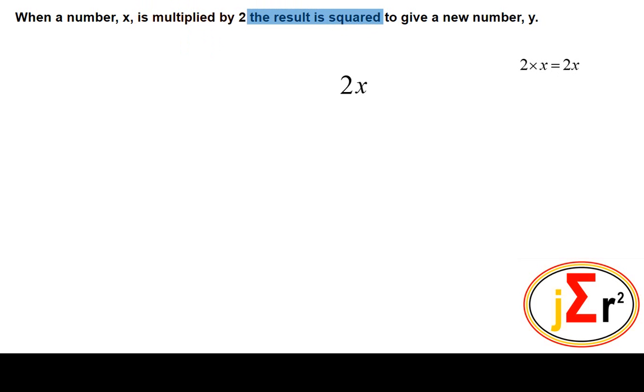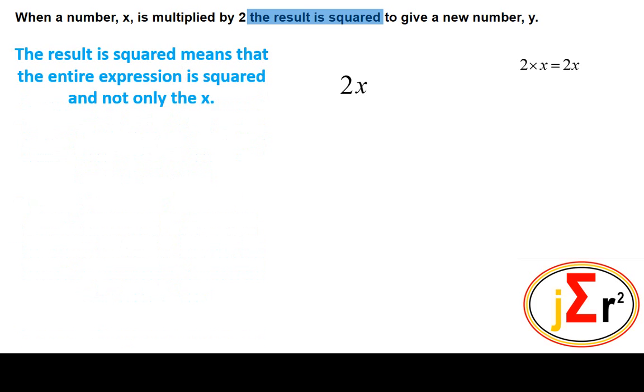The result is squared. So after multiplying by 2, the result is squared. If the entire thing is squared, that is what we really want. The result is squared means that the entire expression is squared and not only the x. Therefore, not only the 2, not only the x, but the entire 2x is squared, to give a new number y. The new number y will be the result of squaring 2x.